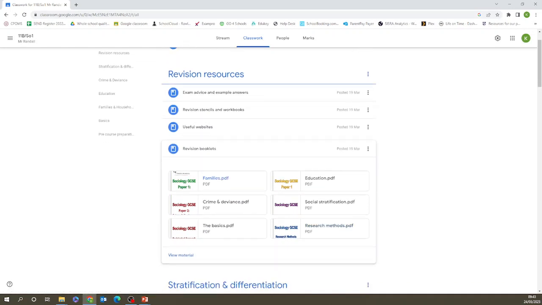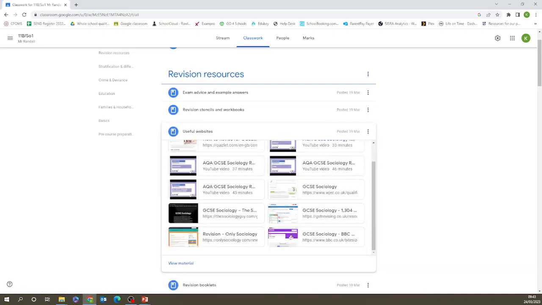So here you've got information booklets for every topic that you've studied in sociology. So you can just download these and upload them to your device or tablet. And you've got some printed copies of these as well in school. Let us know if you ran out or haven't got any. There's also some useful websites on here.